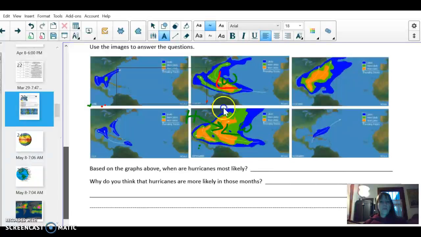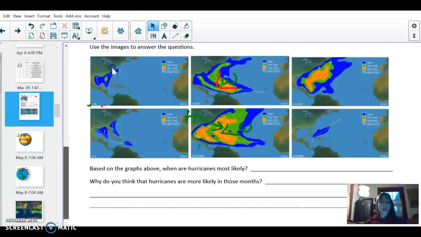So now you've got a whole bunch of graphs. And when you look at them right now, you'll notice that mine are colored, yours are not, and that's okay. This is June, and the blue on mine means it's likely to have a hurricane. Green is more likely, and orange means it's most likely to have a hurricane in that region. So based on this is June, July, August, September, October, and November. Pause the video and write which months, based on the graphs, are hurricanes most likely to occur.